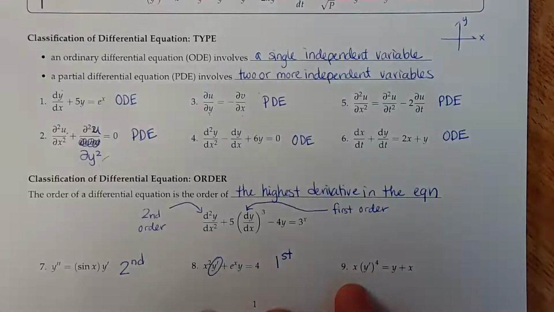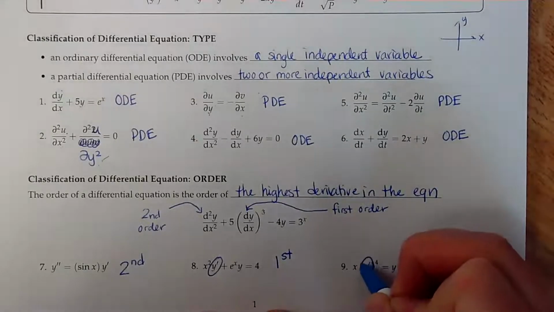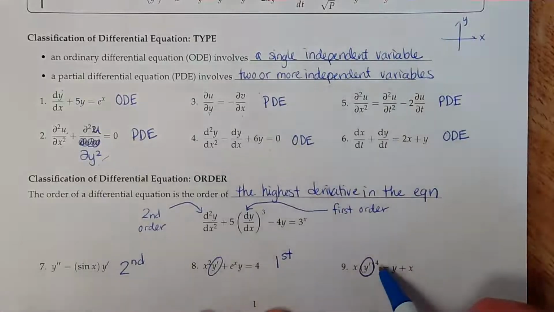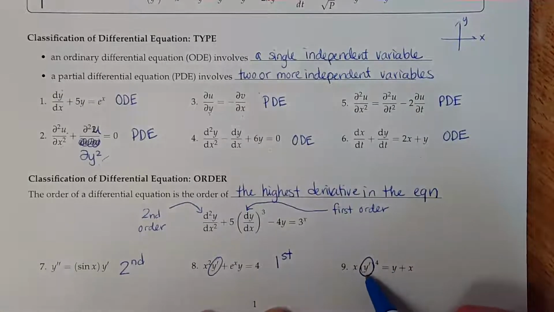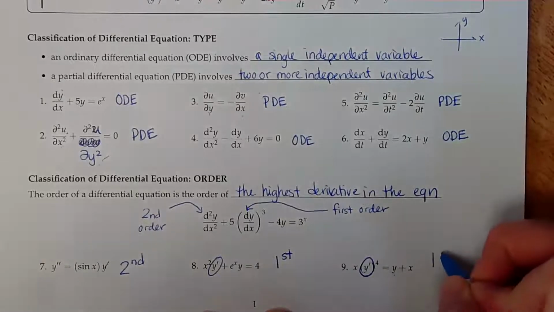Now let's look at number 9. So I have an x that's not a derivative, but this y prime is a derivative. It's raised to the 4th power, but that doesn't matter. So I have a first derivative here. I have a y, that's not a derivative, and I have an x, and that's also not a derivative. So this is also a first order.